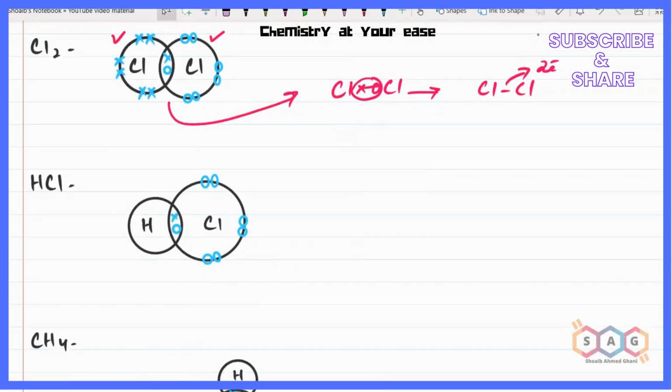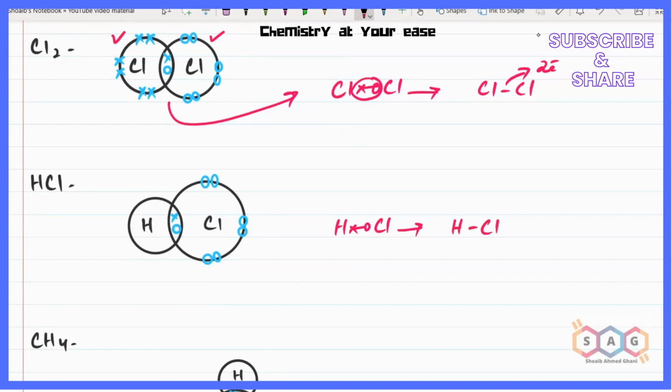Now the second example. In the second example, we have atoms of different elements. Hydrogen requires one electron, and the requirement of chlorine is also one electron. So they can complete their requirement by sharing one electron between them. This also forms a single covalent bond between the chlorine and the hydrogen atom.